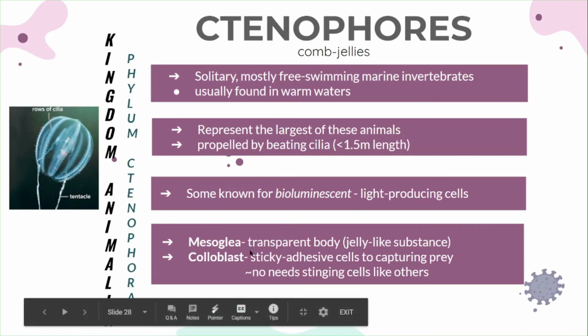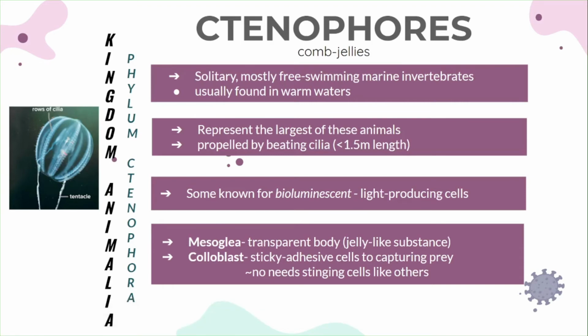The ctenophores are also known as bioluminescent, because the body is made of transparent material, which is known as mesoglea. The mesoglea is the jelly-like substance, and ctenophores also have colloblasts, which are the sticky adhesive cells that help them capture prey, and they don't need sting cells like others.